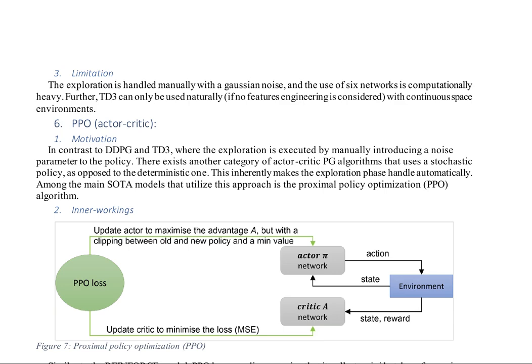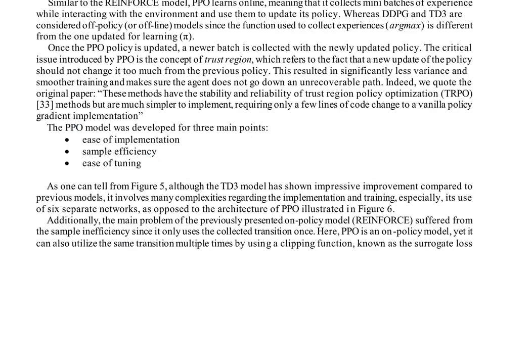However, TD3 has limitations, including manual exploration through Gaussian noise and computational heaviness due to the use of 6 networks. Additionally, TD3 is only suitable for continuous space environments. In contrast, the Proximal Policy Optimization (PPO) algorithm uses a stochastic policy, inherently handling exploration automatically.